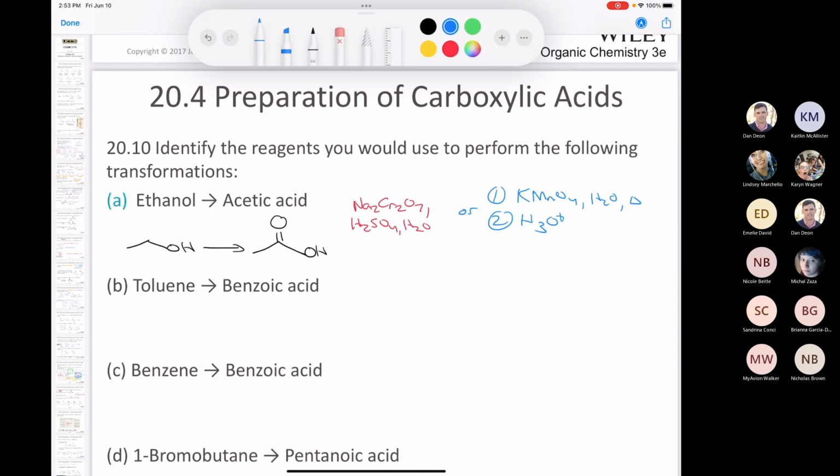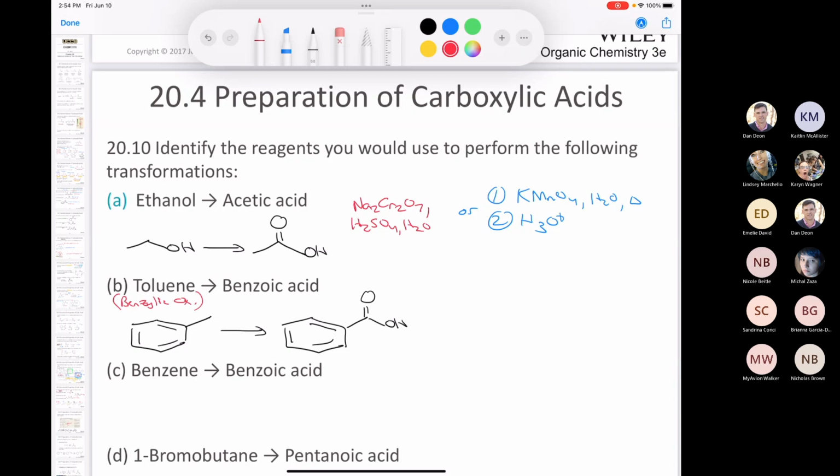Next one, let's see here. Oh, next one's a benzylic oxidation. We want to take toluene. Toluene, I'll just use my black pen. Toluene is just methylbenzene. And again, we're not adding any extra carbons. We're taking that and converting that to benzoic acid. So this is a benzylic oxidation. You could pencil that in there.